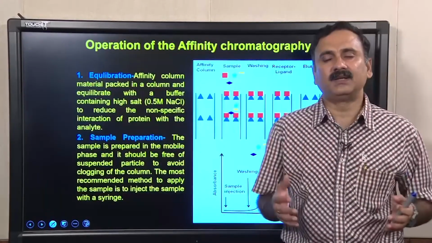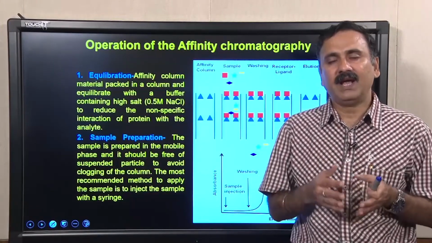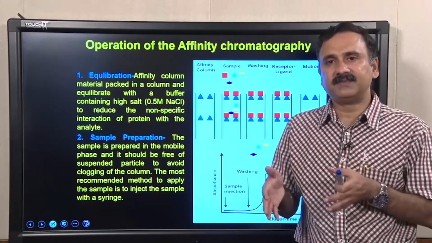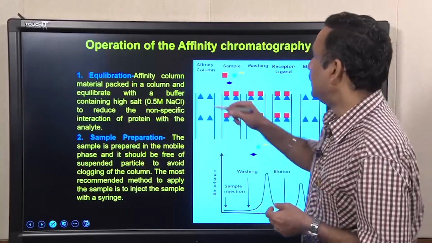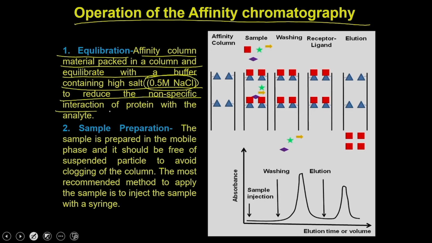Now, let us discuss the operation of affinity chromatography and the different steps involved. In the operation of affinity chromatography, the first step is equilibration. Affinity chromatography material is packed in a column and equilibrated with a buffer containing high salt, around 0.5 molar NaCl, to reduce the non-specific interaction of proteins with the analyte.